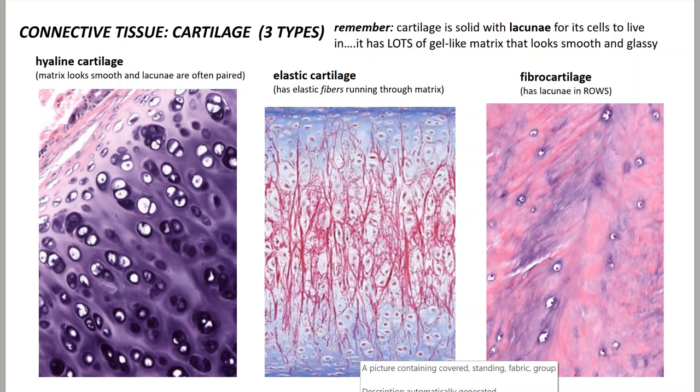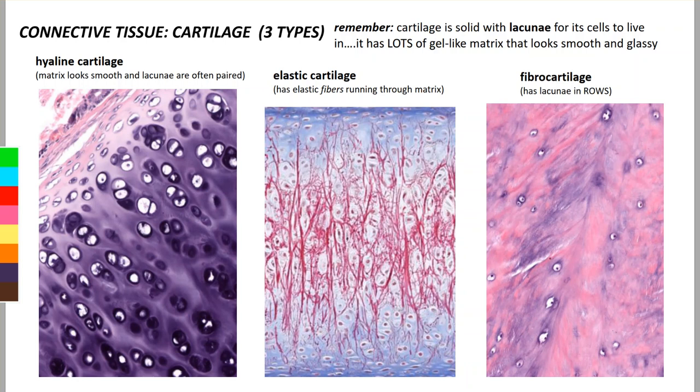The third type of cartilage is fibrocartilage, and this is what's found in our intervertebral discs between our vertebrae. It is unique because the lacunae with the cartilage cells, find that site name, are kind of lined up in rows. You can see these little chondrocytes are kind of in a row. So it's like layers of lacunae with chondrocytes in them with a bunch of collagen fibers in between, kind of in between the rows of cartilage. So that's the third type of cartilage.